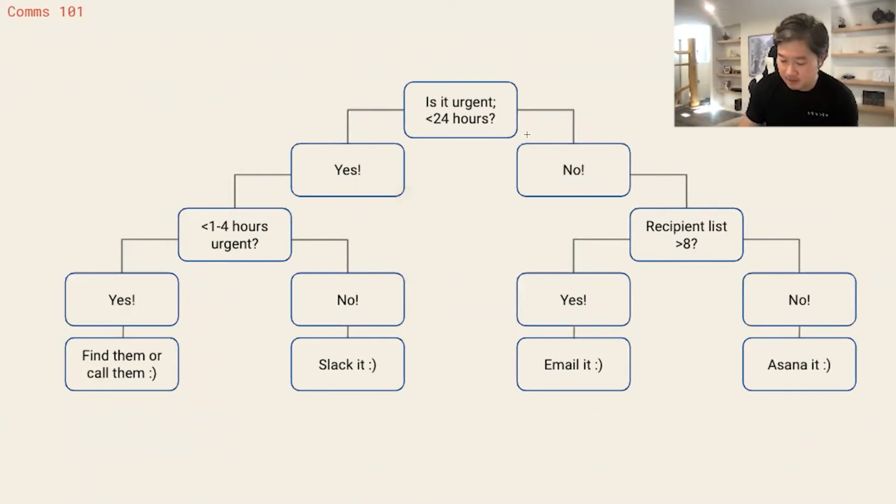And we go so far as to show this flow chart here, right? Comms 101. Is it urgent? No. Is the recipient list less than 8 people? Or more than 8 people? No. So Asana it, right? So we actually show people the appropriate communication tool for their needs. And 99% of the time, people will try to Slack or email or call when in fact, they should have put it in Asana, right? So again, it's training the right behavior.